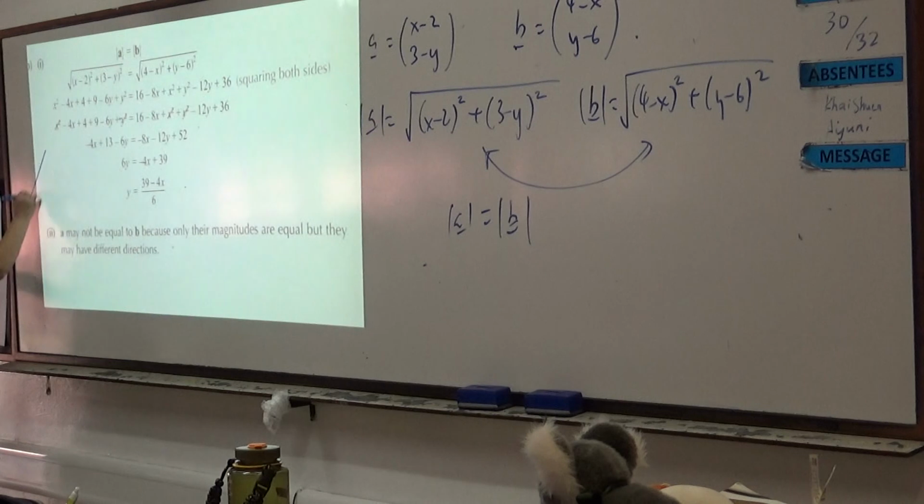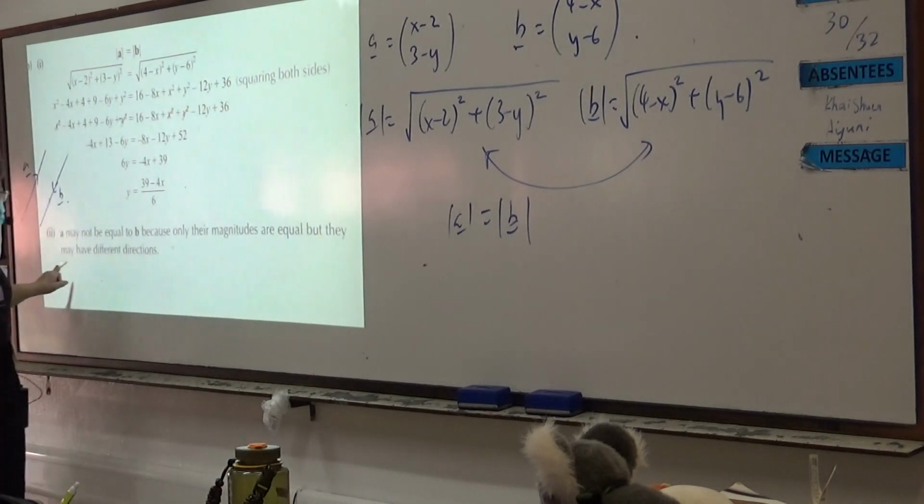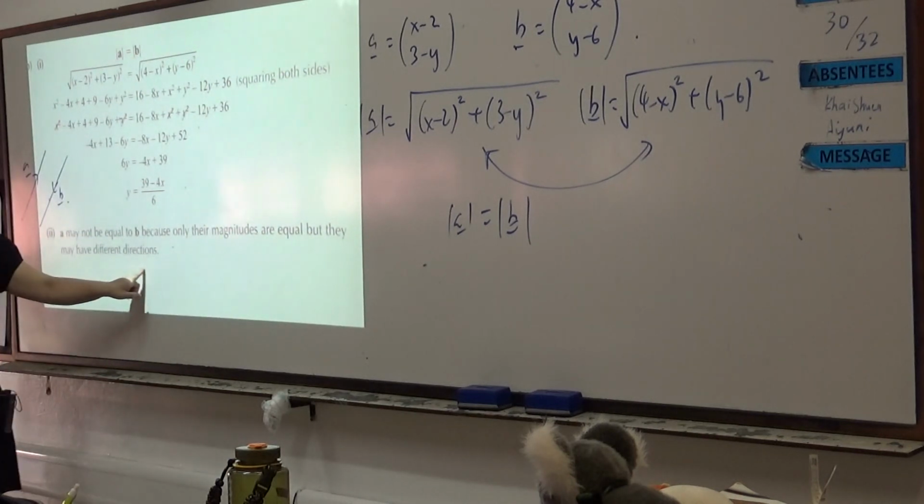Because A can be like this. If, of course, B is like this, same length, same direction, of course they are equal. But if, let's say, B is like this, it also has the same magnitude, but the direction is different, so they are not equal. Everybody clear? So the answer is, A may not be equal to B because only their magnitudes are equal, but they may have different directions.